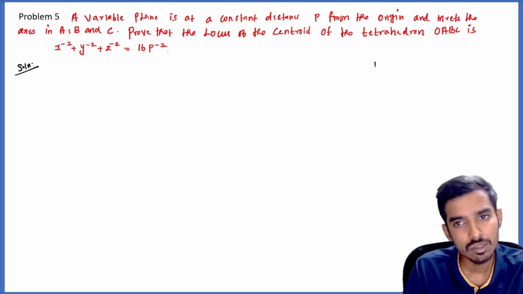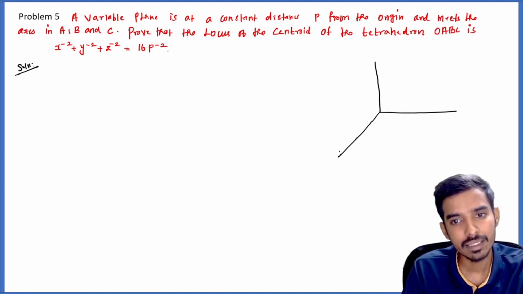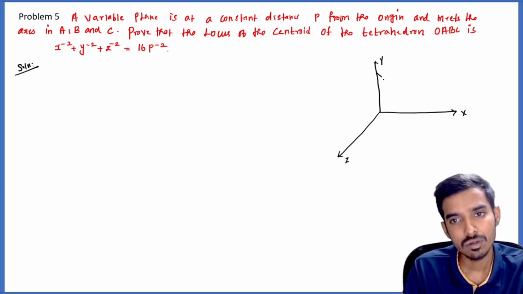Very simple. So what we have is a coordinate system, right? Let this be the x-axis, y-axis, and let this be the z-axis. So we will draw a variable plane.